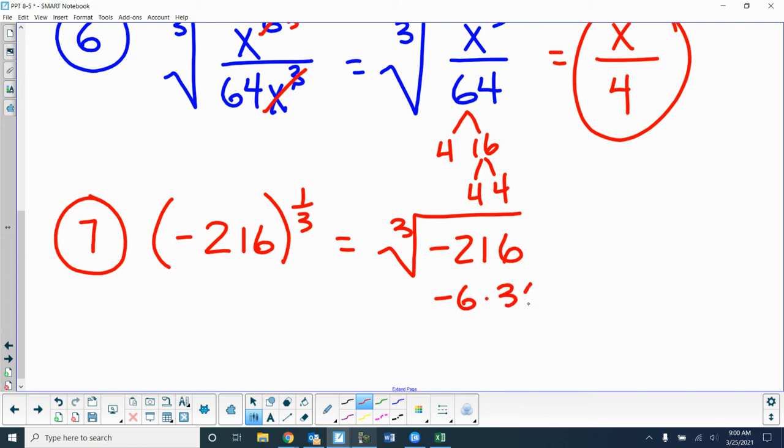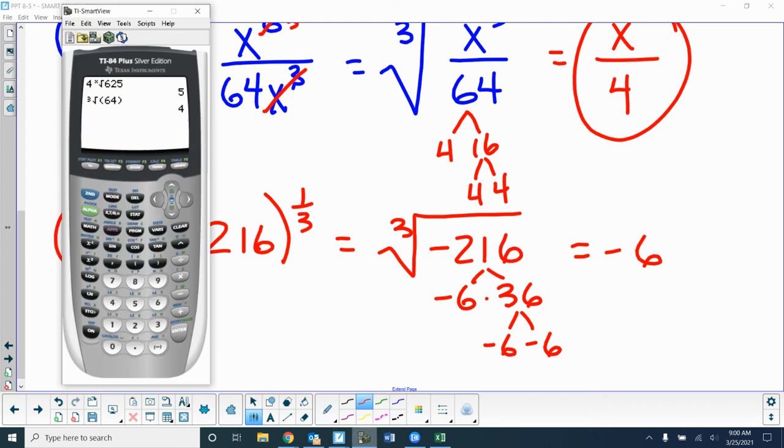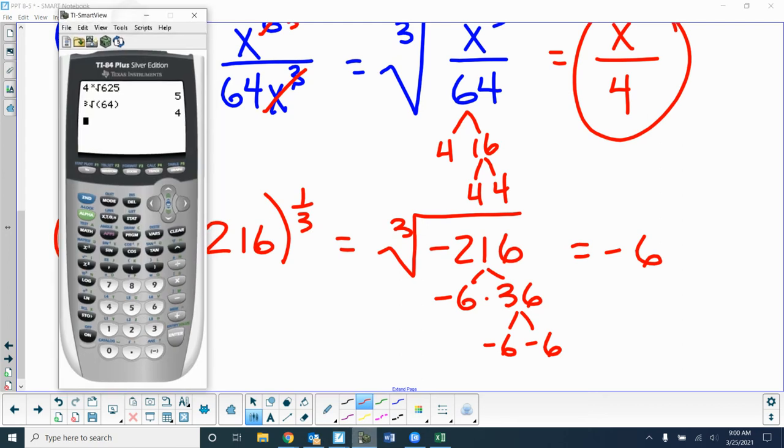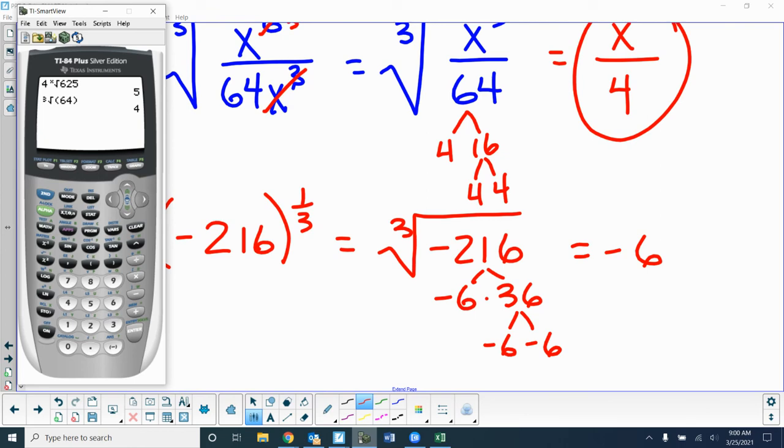-6 times 36. And then that we could say is -6 times -6. Going for a group of 3, right? If you want to leave it like that, you can do this. Parentheses, just do it the same way it's written. -216 caret 1 divided by 3. Just put it in like that. What are you going to get? -6.